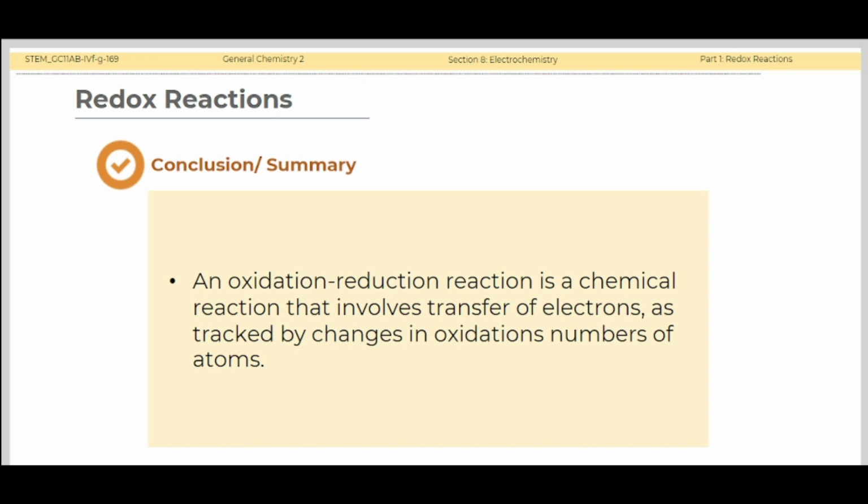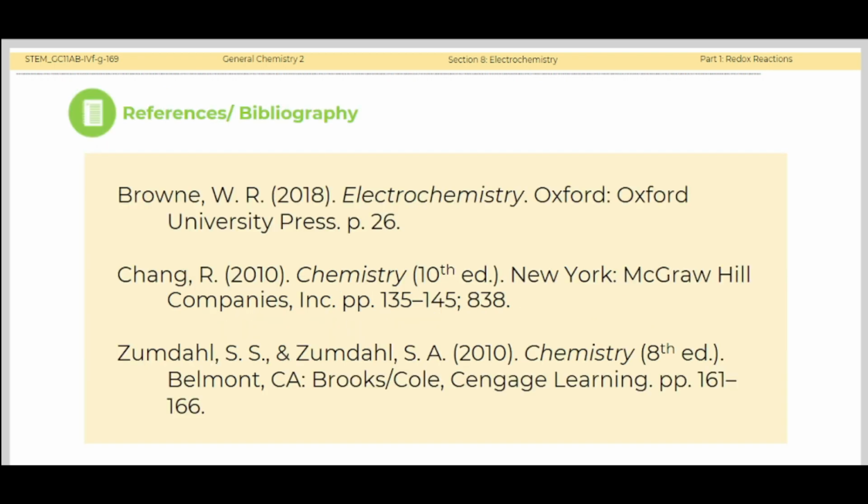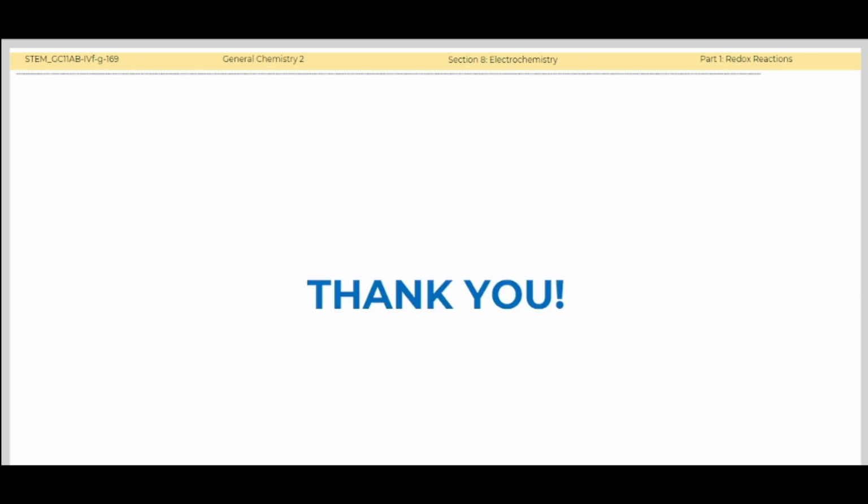To summarize, an oxidation-reduction reaction is a chemical reaction that involves transfer of electrons, as tracked by changes in oxidation number of atoms. Thank you.